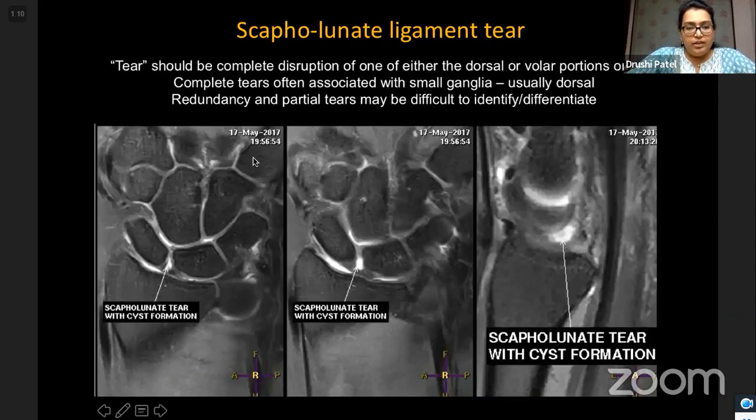So this is an example of a scapholunate ligament tear. You see tears are seen as a fluid signal within the black ligament. Here it is associated with an interosseous cyst formation or a ganglion cyst.